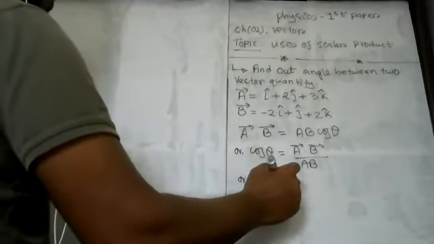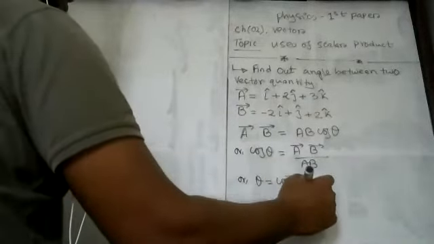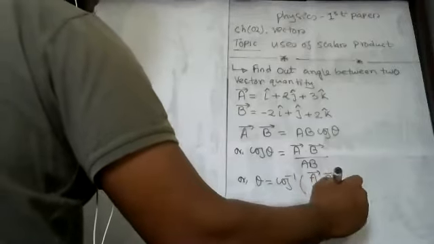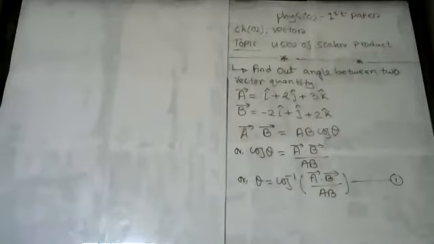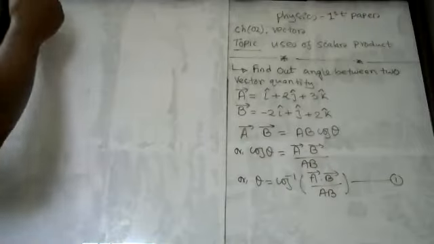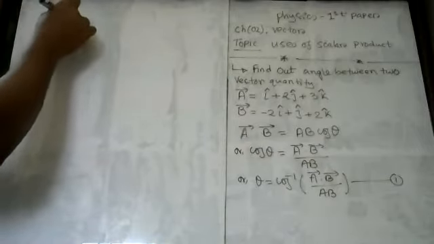Now, theta equals cos inverse of vector A dot vector B divided by AB. This is equation number 1, my dear student. Now, separately, first I'm going to find out A dot B and then A and B. So, first of all, vector A dot vector B.